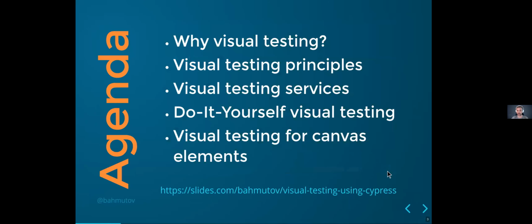So that was the Cypress introduction, right? For more, you can find the Cypress documentation. But for this presentation, I want to specifically focus on visual testing. Why is it even needed? What are the main principles for visual testing and its implementation? And then we'll look at how to do visual testing yourself, especially for complicated things like how do you test HTML5 Canvas elements.